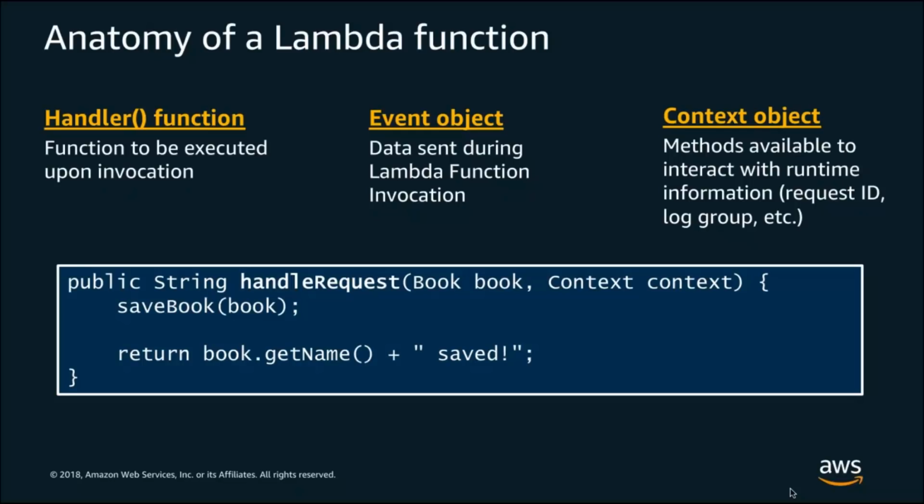And then lastly, we have the context object. And so the context object is a number of methods and bits of information that are available to you that you can use inside of your function to help interface with kind of the surrounding compute environment around it, such as the log group, information about the request ID, the timeout of your function, and so forth. And this allows you to do some different kind of more custom things inside of your function's logic.